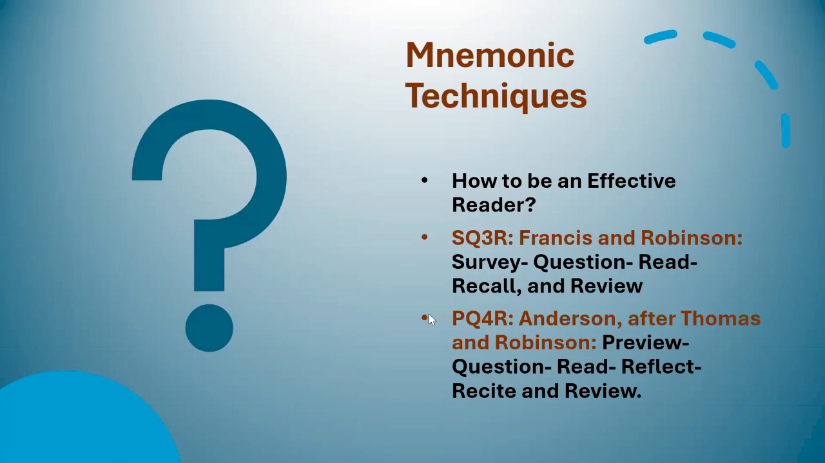Another technique was given by Thomas and Robinson. What is this technique? The PQ4R technique. P for preview, Q for question, and 4R means read, reflect, recite, and review. If we follow these techniques, our memory will definitely become better because learning is sequential and systematic.